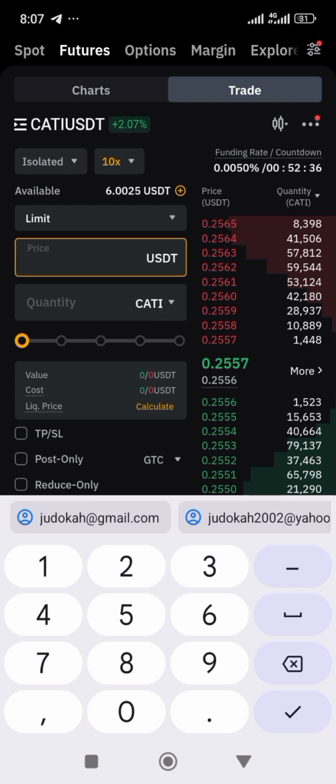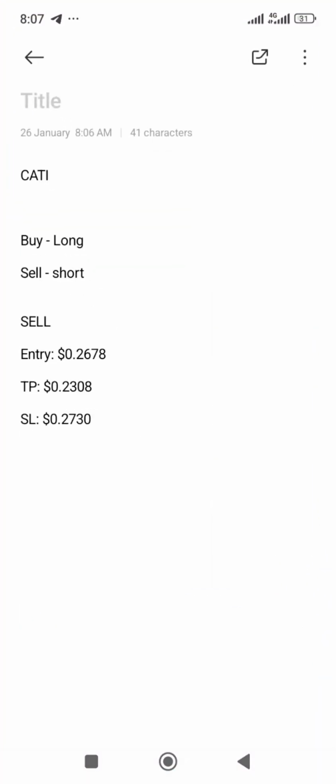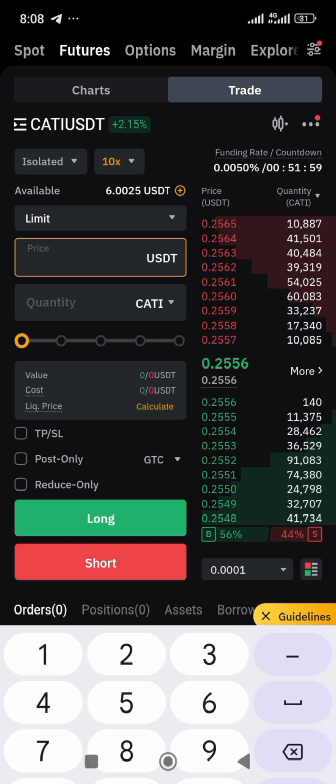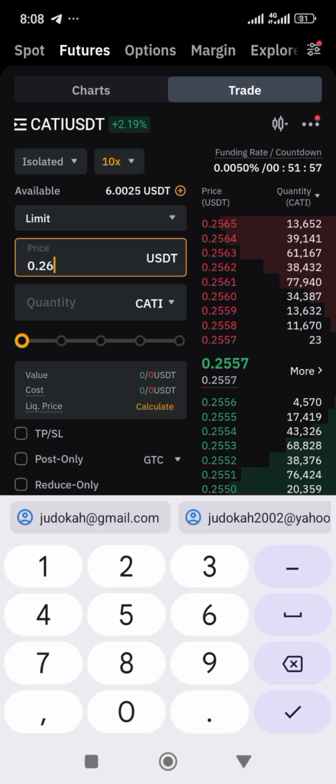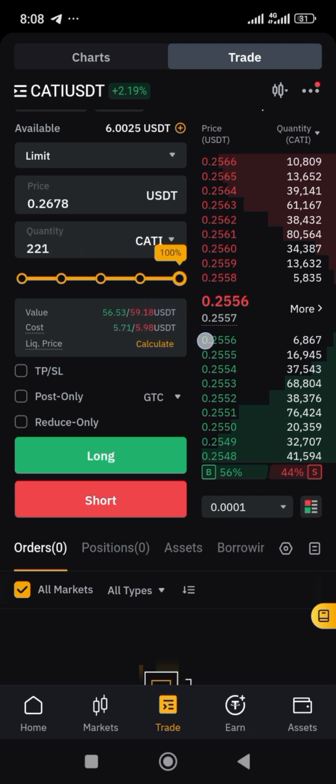This one, it says we should sell. So it says entry 0.2678. So we come here, we enter 0.2678. That's our entry price. All right. And then how much Kati are we willing to sell or to short? How much Kati? I have $6 here. That's $6 here.